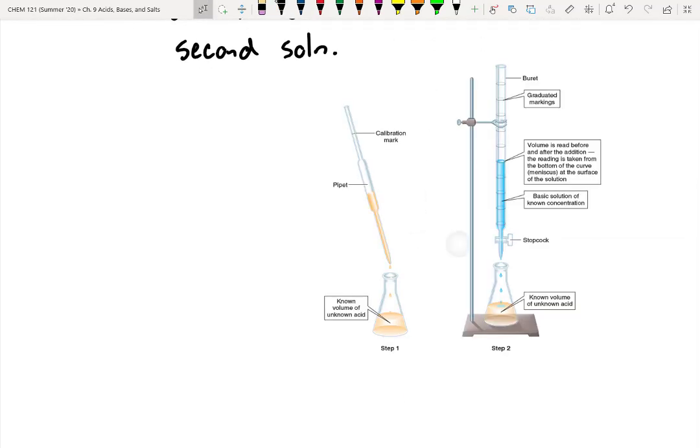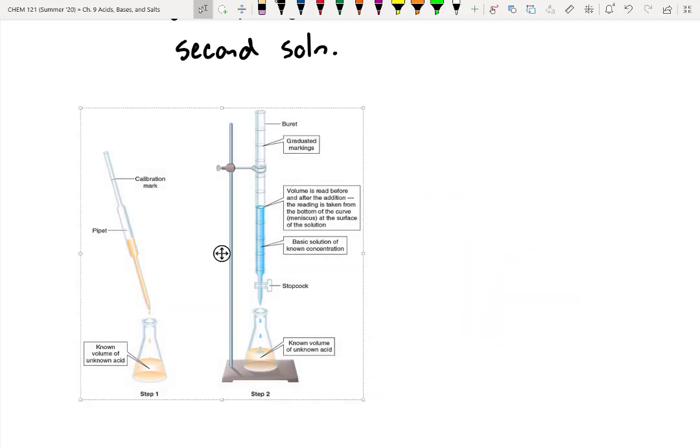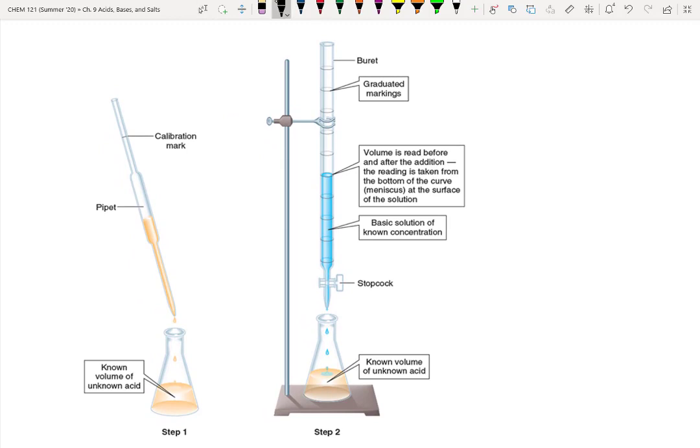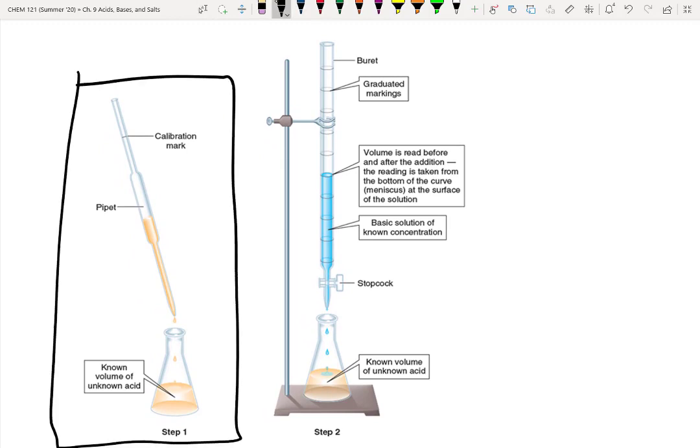So here's an image from the textbook describing what normally occurs during a titration. So over here, we've got step one, right? So step one is to basically use a calibrated pipette that's really accurate and add a known volume of your acid, right? So at this point over here, you have a volume that is known, but concentration is unknown.